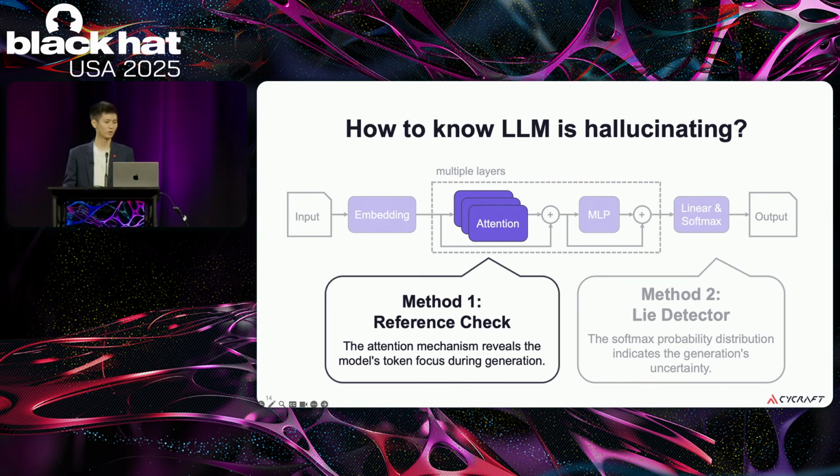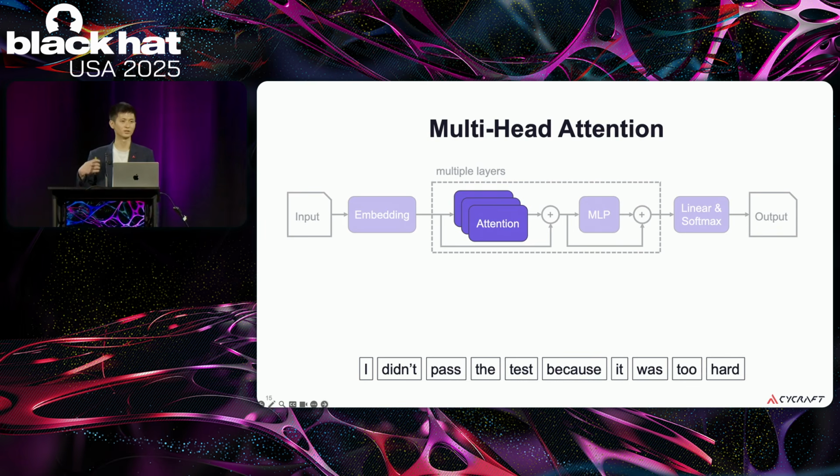First, let's see how the reference check works. For the reference check, we need to know what attention is. Attention is the mechanism inside the language model that helps it know which tokens to focus on. In a modern language model there are multiple layers, and each layer has multiple attention heads, so there are thousands of different attention heads.